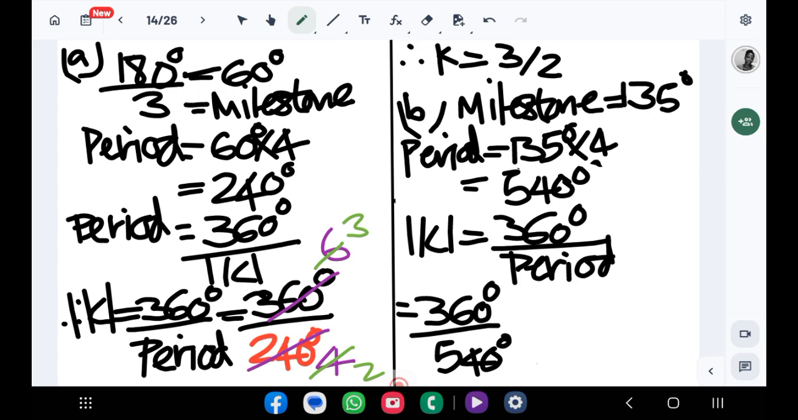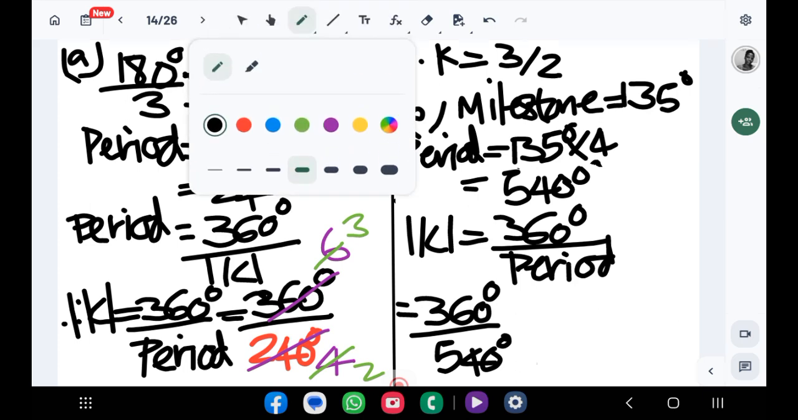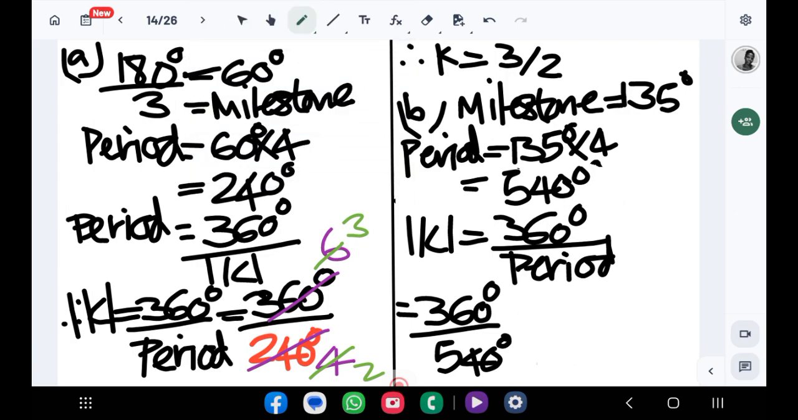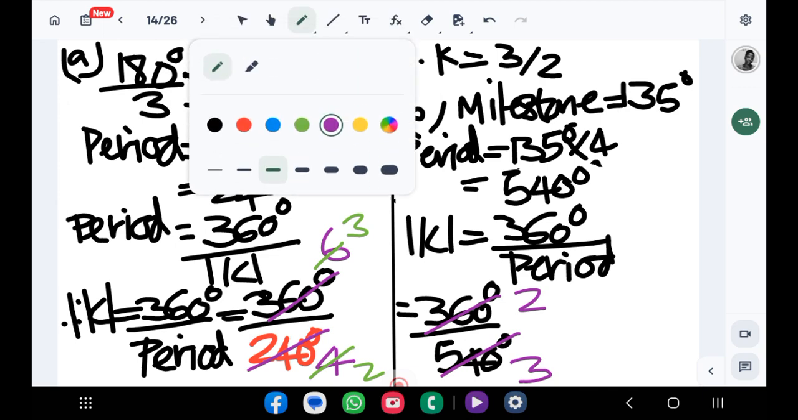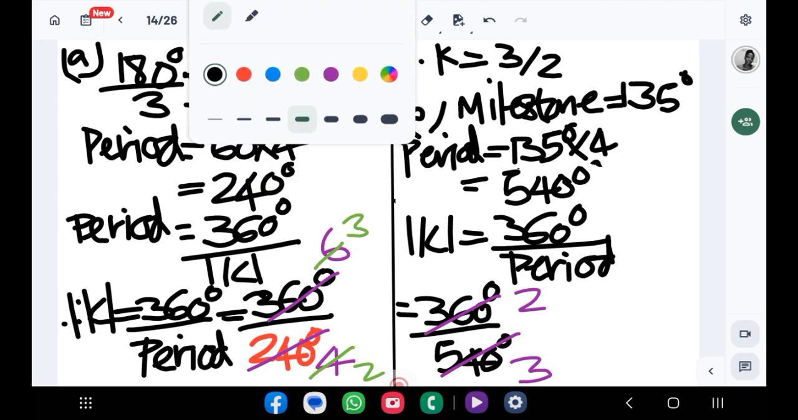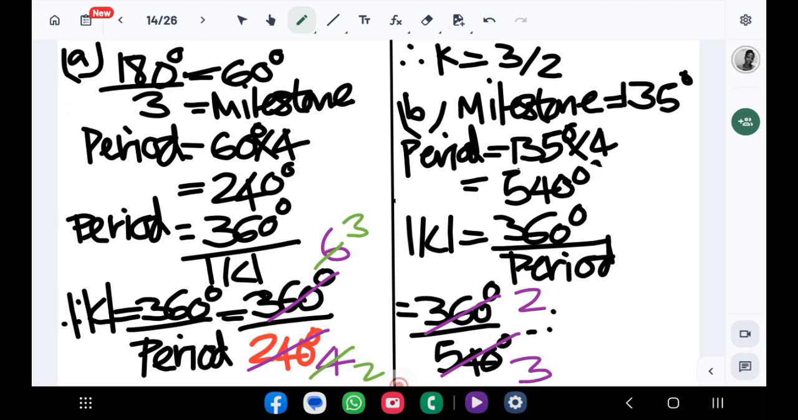180 goes into 540 three times. And it goes into 360 two times. So your k is equal to 2 over 3. That is how you answer that question.